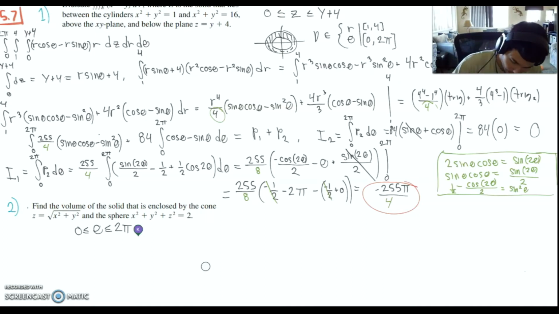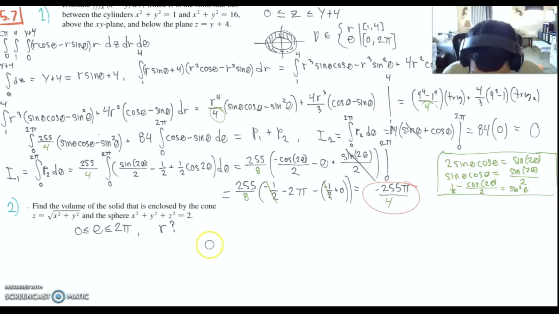But what about r? What's the radius? That begs the question. Well, I bet you could find the radius by using z. Okay, so we have z over here.